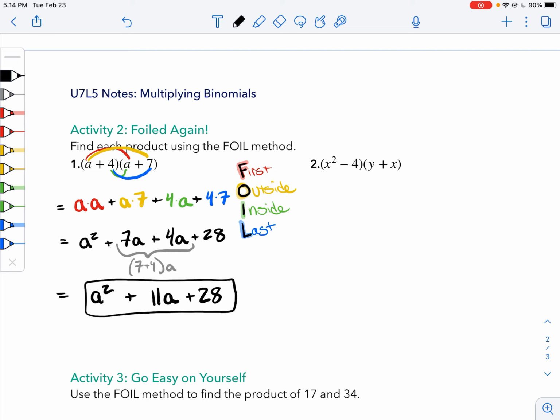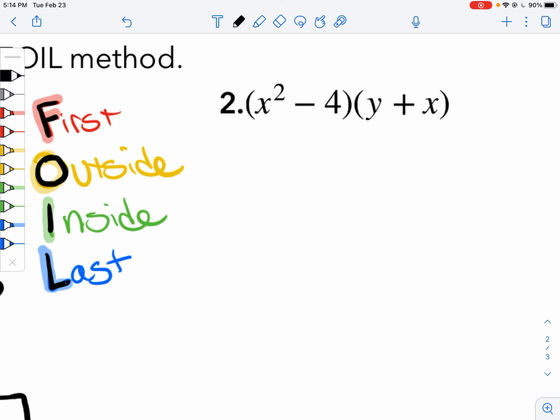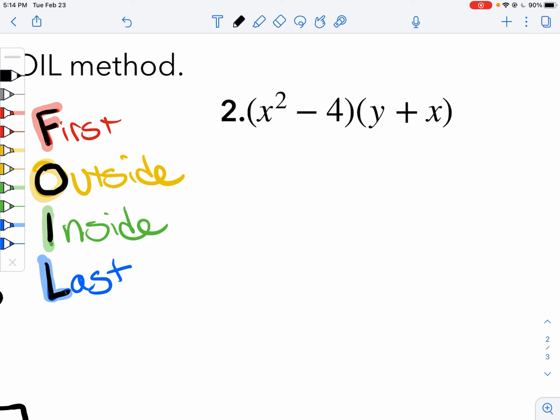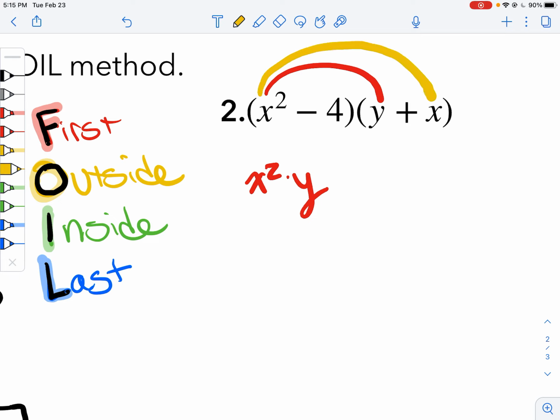Cool, huh? Let's do another one. Look how funky that is. That's okay, it doesn't matter. We still follow that same process. Multiply our first two numbers together, so that gives us an x squared times a y. Then we multiply our outside numbers together, giving us an x squared times an x.